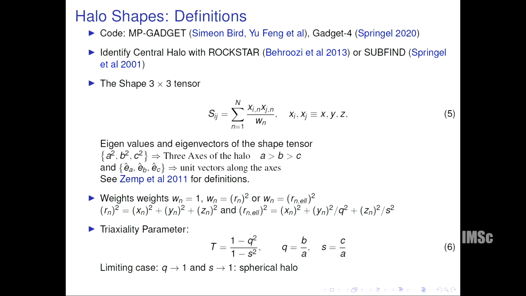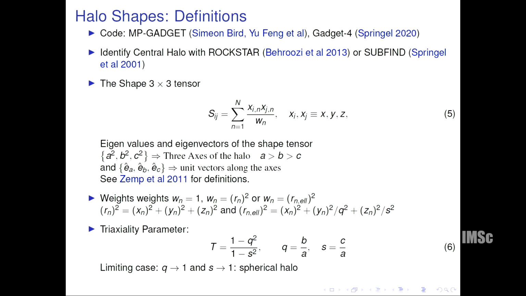Okay, so quick definition: we take our code, the n-body code or a hydro code. We take our favorite halo finder with subhalos, a subhalo finder. We define a 3 cross 3 shape tensor. Here x_i and x_j are particles i and j in the halo whose distances are with respect to the center. You have to come up with a definition of a center. And w is a weight. It can be taken to be unity or it can be weighted with respect to the radius.